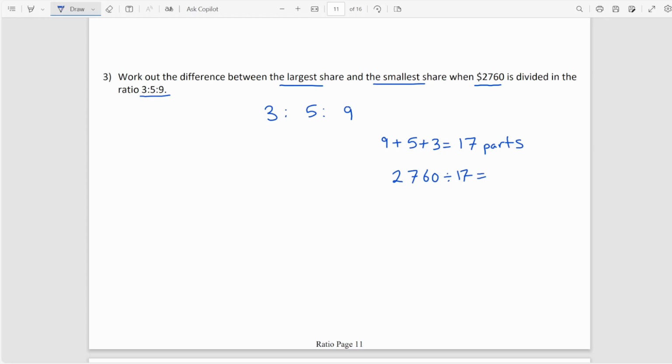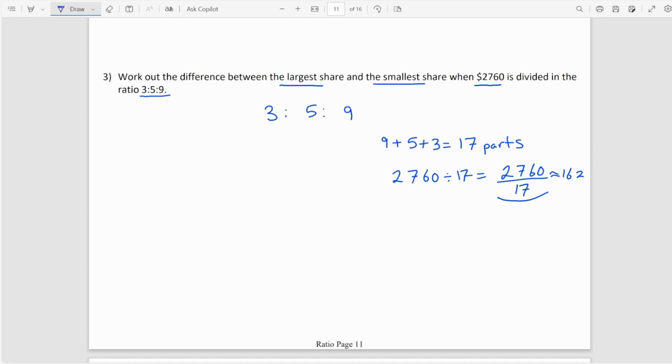Dividing this by 17, I'm going to go ahead and plug this on the calculator. Okay, so it's not going to be an accurate answer. So I will be working with a fraction for now, okay, which is 2,760 divided by 17. This is approximately $162. Okay. But I will continue to use the accurate form for now.